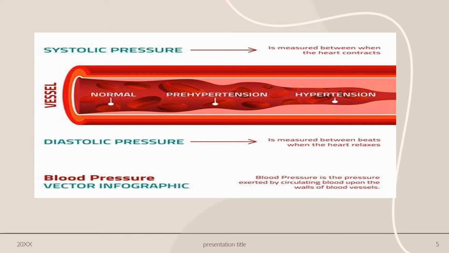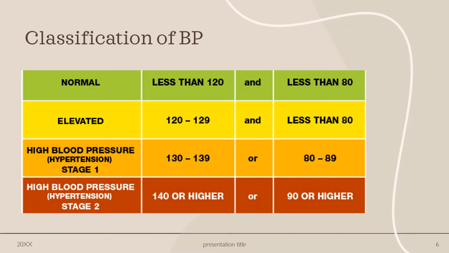So in summary, blood pressure is the pressure exerted by circulating blood upon the walls of your blood vessels. Your systolic pressure is measured between when your heart contracts, and we normally would hear it as lub, L-U-B, and the diastolic pressure, which is measured between beats when the heart relaxes, and you would hear it as a dub, D-U-B. So basically this slide goes over the classification of blood pressure.